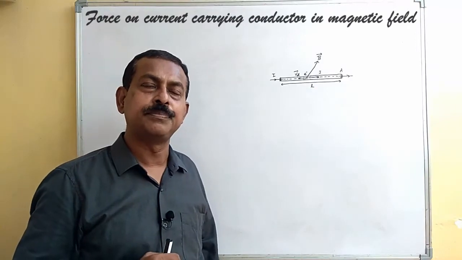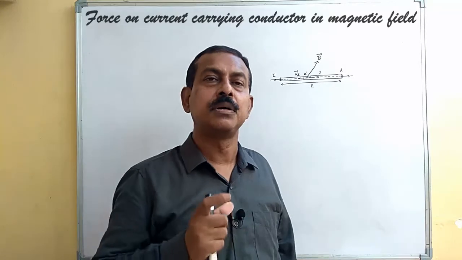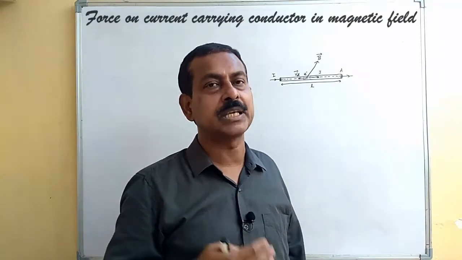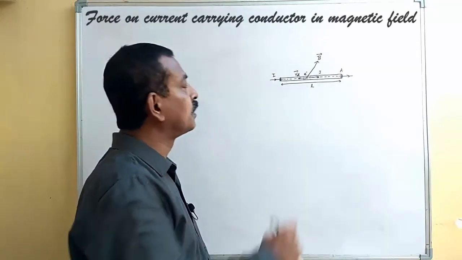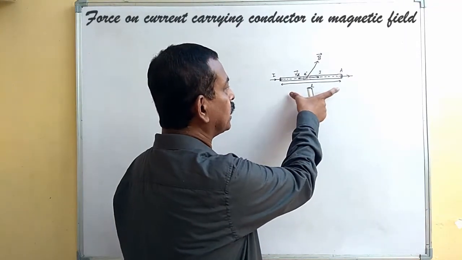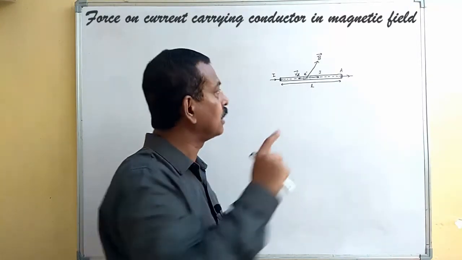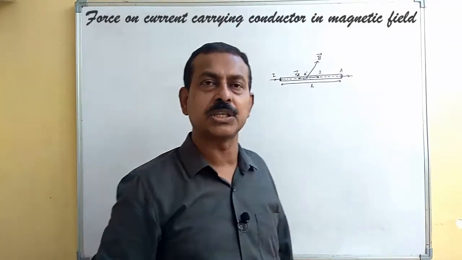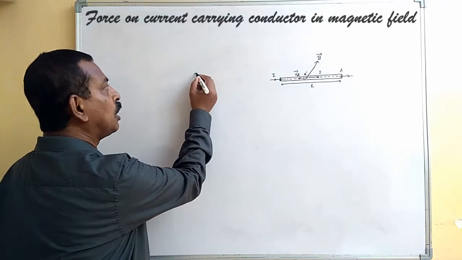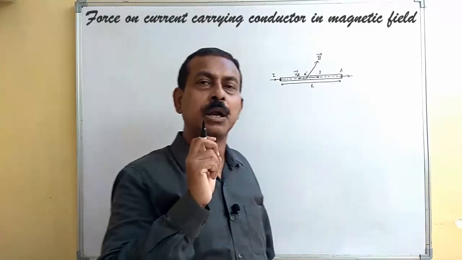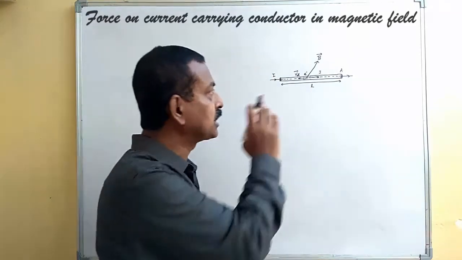We want to find the expression for the force experienced by a current carrying conductor which is kept in a uniform magnetic field. For that, we assume that we have a conductor of length L which is carrying current I, and capital A is the area of cross section of the conductor. Let's also assume that small n represents the number of free electrons per unit volume of this conductor.